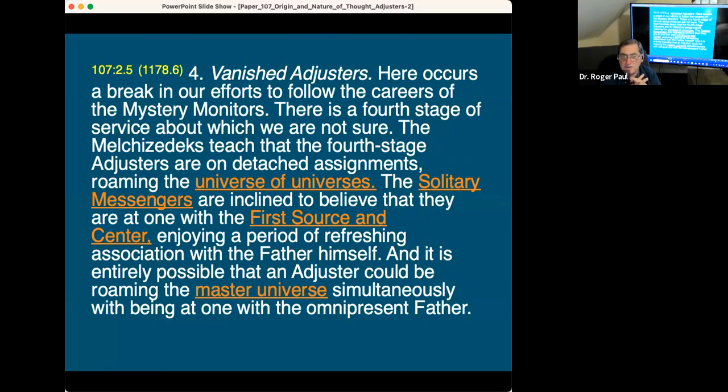And the solitary messengers believe that they are at one with the first source and center, just enjoying the Father himself, because they've gained personality experience. You see why? That Father fragment is still a Father fragment, but it's different than all the rest of the Father fragments because of why? Experience. It's gained experience. So it makes it different than the others. So that's why they think it's one with God the Father. Right?